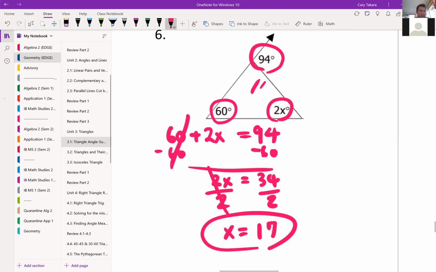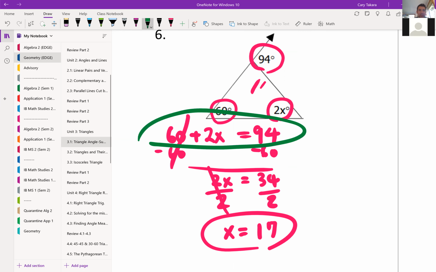If you did not get the right answer, did you have the equation, first of all, set up correctly? Did you do the other theorem? 2 inside is equal to 1 outside. That's what this is. Okay. Let's move on.